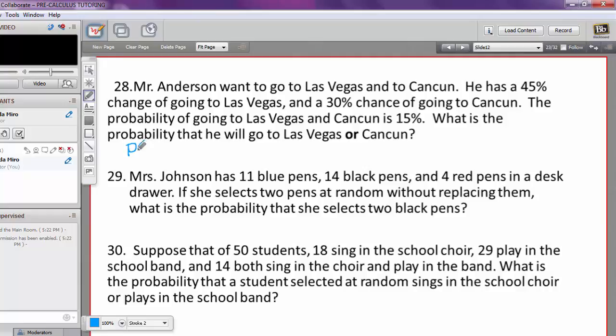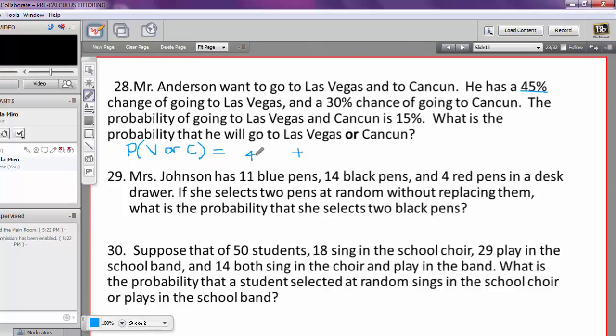So I'm looking for the probability, and I'm going to put V for Vegas or Cancun. And since we have that word or, we know we're going to be having to add our probabilities. The probability that he can go to Las Vegas would be 30%, actually, the probability they can go to Las Vegas is 45%. Okay, so let's go ahead and erase this 30% and put 45% there. That should be a 45.